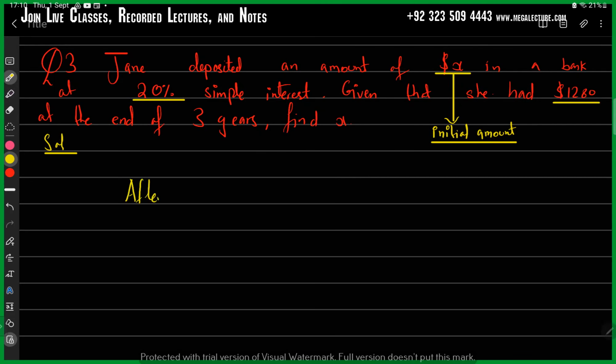After 3 years, what is she going to have in her bank? She is going to have the initial amount that was X dollars. Okay. This was the initial amount. This plus 20% of X, plus another 20% of X.